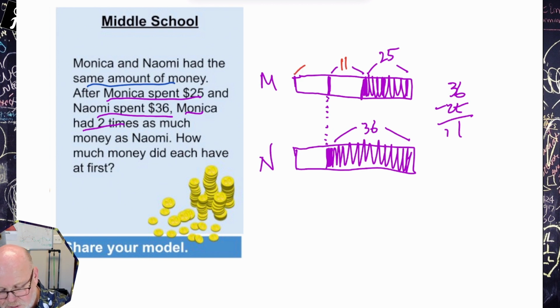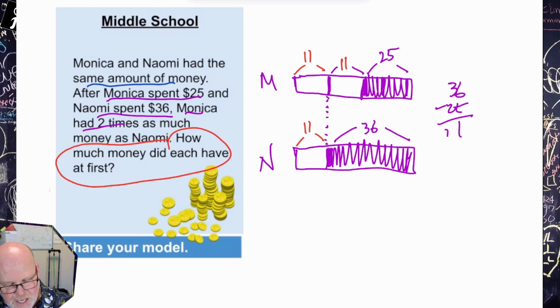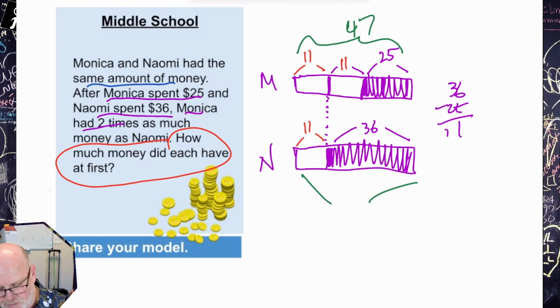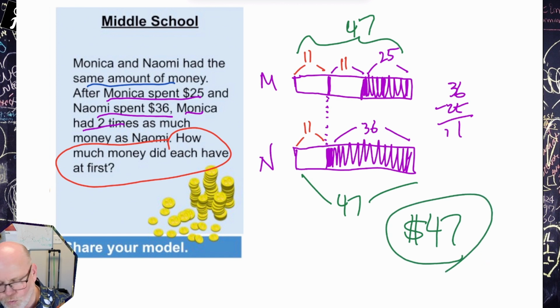Which means this piece is 11. So how much did they each have at first? So that means Monica had 11 plus 11 plus 25, that's 47. And then Naomi had 11 plus 36, and that's 47. So they both had $47 at the start.